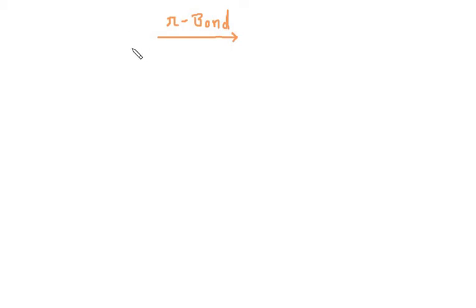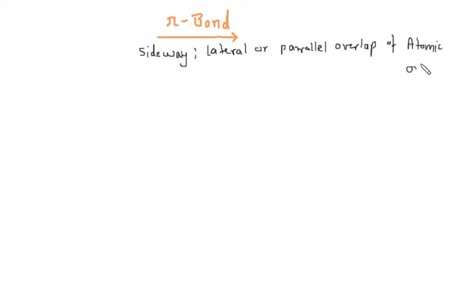So, pi bond is mainly formed by sideway, or lateral, or parallel overlap of atomic orbitals. So how is a pi bond being formed? It is formed by sideways, lateral, or parallel overlap of atomic orbitals.